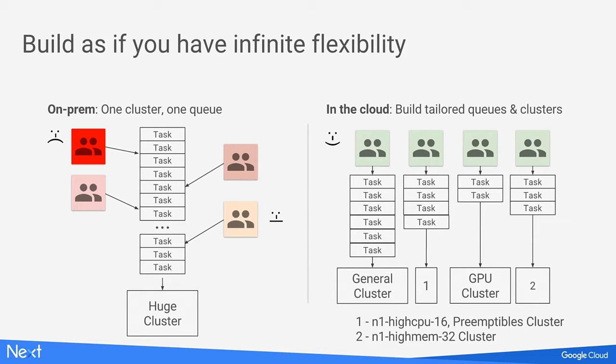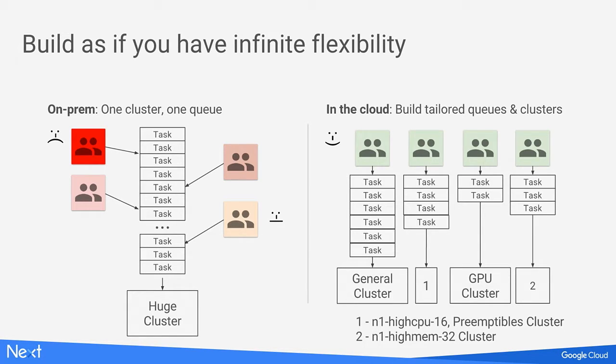You might realize that a whole bunch of other people need high CPU machines, which are machines that have a higher CPU to memory ratio. And yet somebody else needs higher mem machines, a higher memory to CPU ratio than a standard machine.